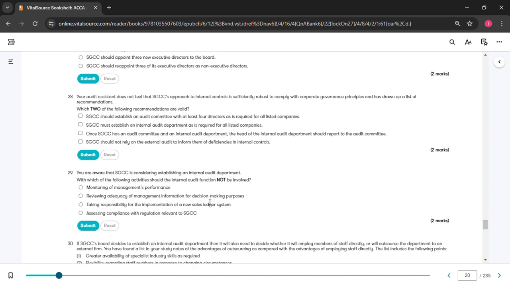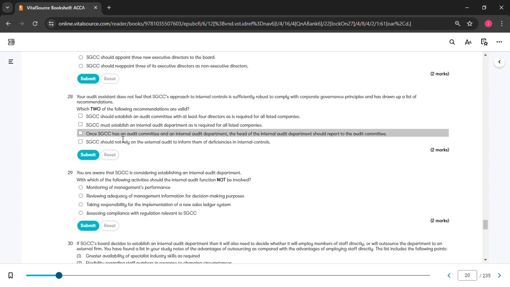Still, sir, it is not clear for me. SGCC should not rely on the external auditor to inform them of deficiencies in internal controls. The external auditor will review internal controls, but you cannot say they should not rely on the external auditor. It is appointed by the senior accountant. There is no audit committee. There is no internal auditor. What is the option?